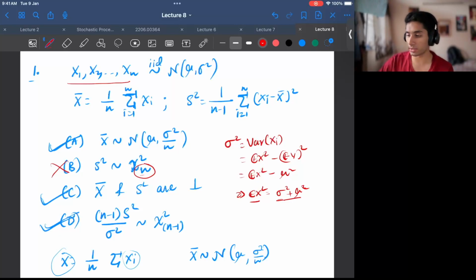So be careful about these things. If it is not a zero mean random variable, then the expected value of x square will have that additional bias.